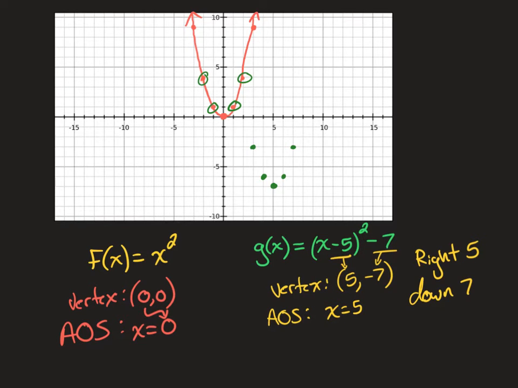This one, I'll show you this one. 1, 2, 3, 4, 5, over 5, 1, 2, 3, 4, 5, 6, 7. Down 7 goes right there. This one. 1, 2, 3, 4, 5. 1, 2, 3, 4, 5, 6, 7. Right there. And so here is now our parabola. It's moved to the right 5 and down 7. Every single point has moved to the right 5 and down 7.